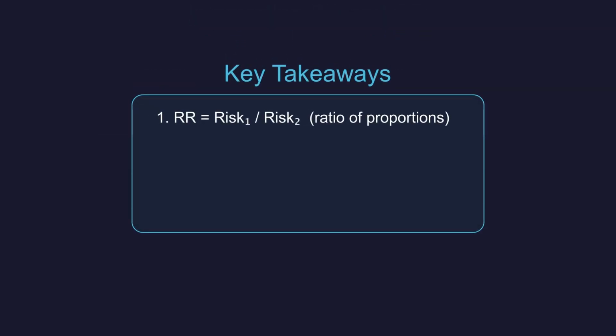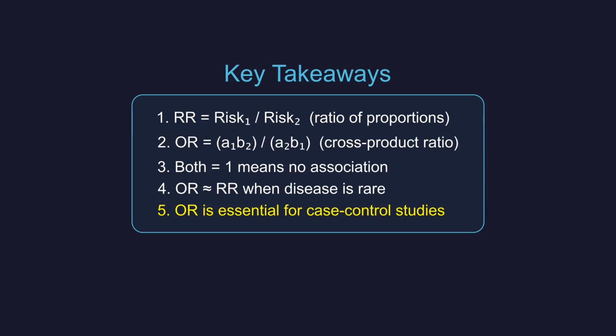Let's recap the key takeaways. The relative risk is the ratio of disease proportions between groups. The odds ratio uses the cross-product formula from the 2x2 table. Both equal 1 when there's no association. The odds ratio approximates the relative risk when disease is rare, and the odds ratio is indispensable for case control study designs.